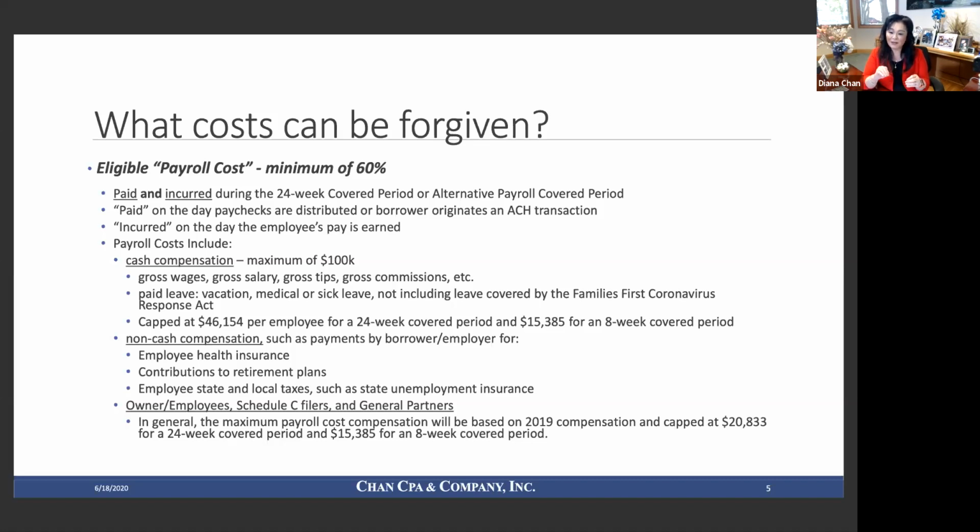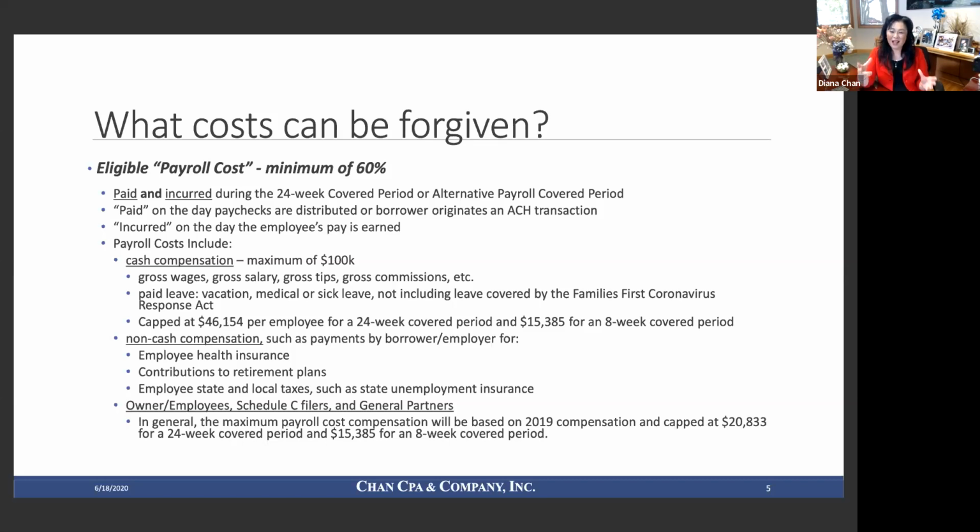If there are specific conscious decisions made where you wanted to give bonuses, hazard pay, or combat pay, yes, those would qualify as incurred payroll. So that's the first, which is the cash compensation. Then there's what we call non-cash compensation. Non-cash compensation of payroll costs would be an example of employee health insurance, contributions to retirement plans, and also employee state and local taxes. So those are what we would consider non-cash compensation.